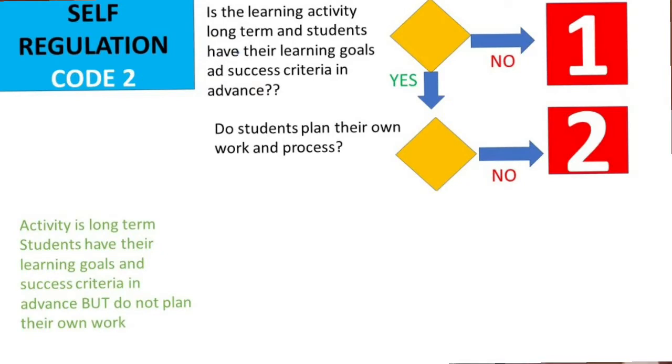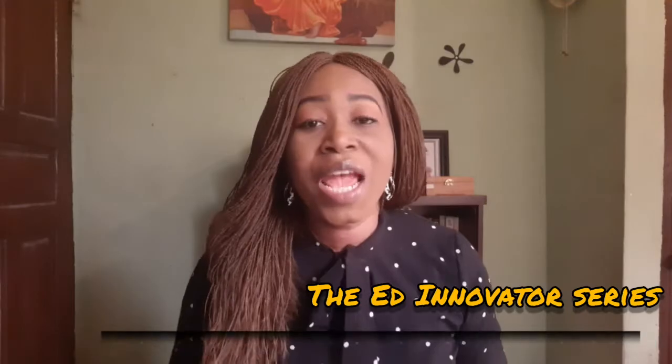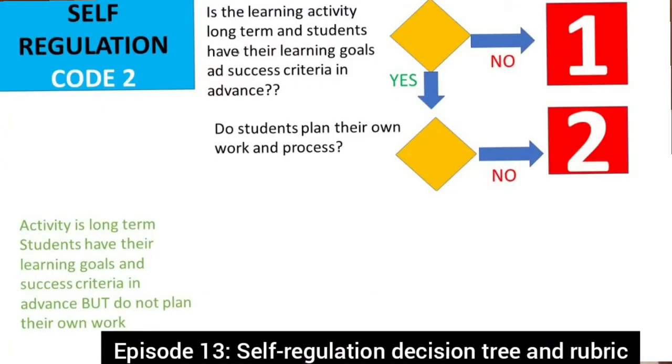Good. So that is an example of an activity that is coded 2. An activity that the students have the opportunity to work long term. They have the opportunity to get their learning goals and success criteria. They know it. And of course, they do not have the opportunity to plan their own work and process. So then we call that lesson activity 2.